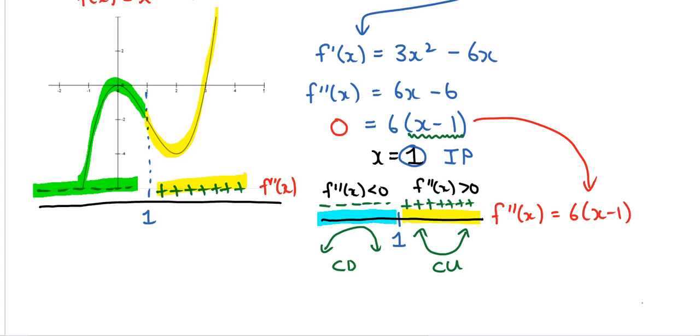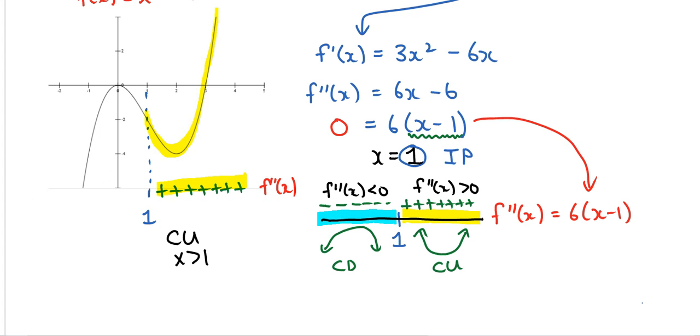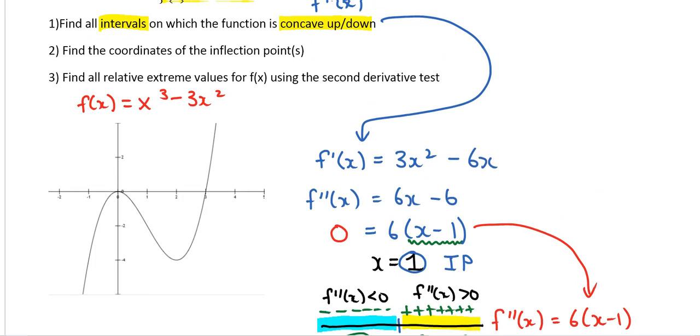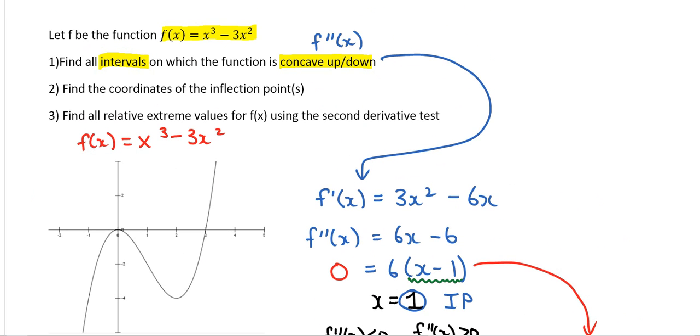So if I want to finish off this problem, I would say that I'm concave up when x is greater than 1, and I'm concave down when x is less than 1. Okay, all right, so I'm going to go ahead and erase this now, and I'll record my answer somewhere else in the problem. So going back to question number 1, I'm concave up when x is greater than 1, and I'm concave down when x is less than 1. Okay, let's go on to question number 2 now.